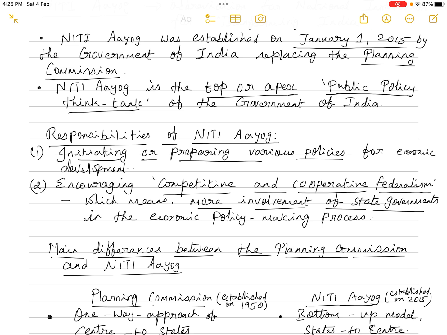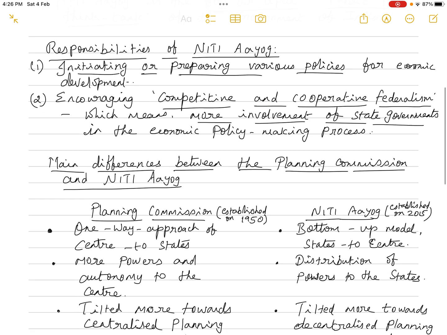The second and most important purpose of NITI Aayog is to encourage competitive and cooperative federalism. India is a federal state, isn't it? In the sense that we have the central government and the state governments, the powers are distributed, and the state governments have their own powers. That is the meaning of federalism. NITI Aayog aims to promote this federalism in a cooperative manner between the central government and the different state governments. That is one of the main objectives of NITI Aayog, which was not there when the Planning Commission was in vogue. It means more involvement of state governments in the economic policy making process.